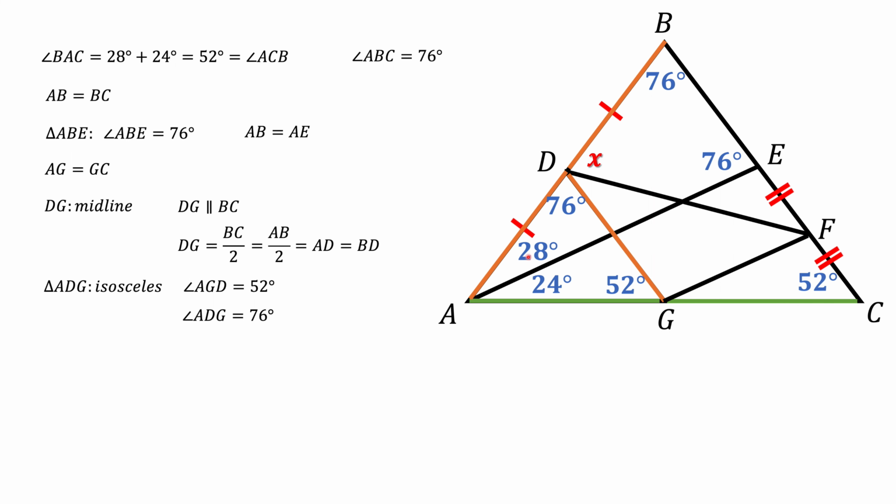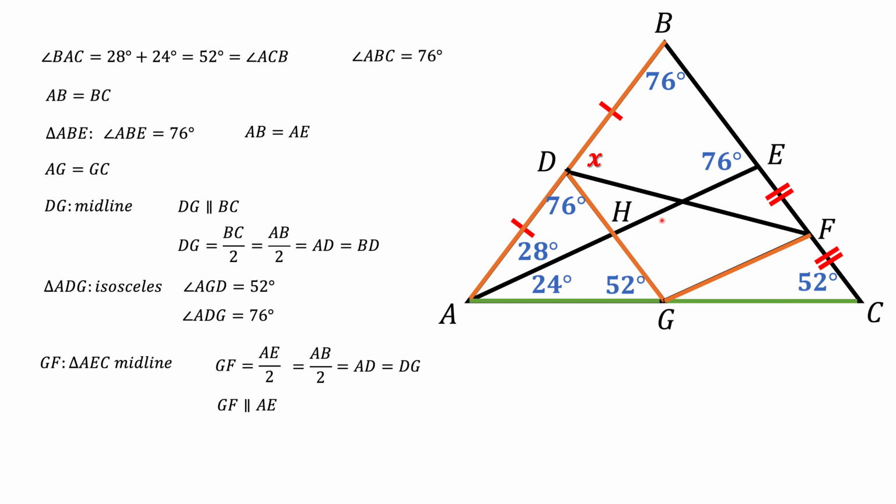Now if you look at the triangle AEC, we find that FG is actually a midline of this triangle, and therefore it should be half the side AE and also parallel to it. But we remember that AE is the same as AB, and therefore FG should be equal to DG. As I said, FG is a midline of the triangle AEC, so it has to be parallel to AE.